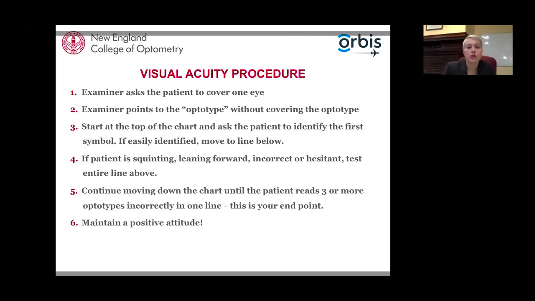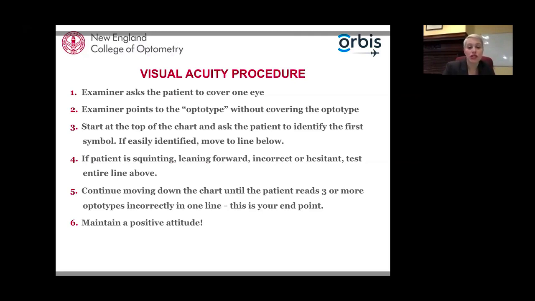So when we're checking visual acuity, first we're going to ask the patient to cover one eye. If you're going to use an occluder, that's fine. If you're going to use the patient's hand, just make sure they're not peeking through their hand. The examiner is going to point to the visual acuity symbol, so the letter or the Lea symbol or the tumbling E. You're going to make sure that you're not covering that symbol and you're not covering the letters or the symbols around it.